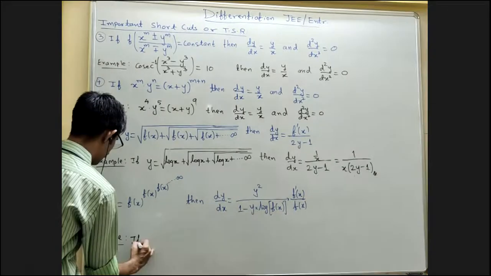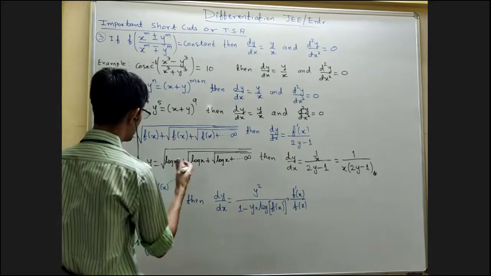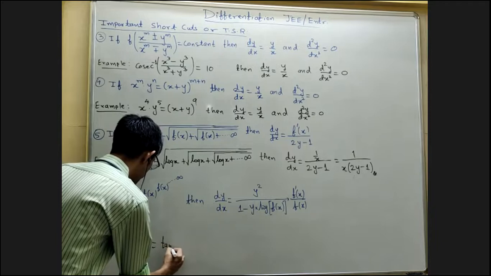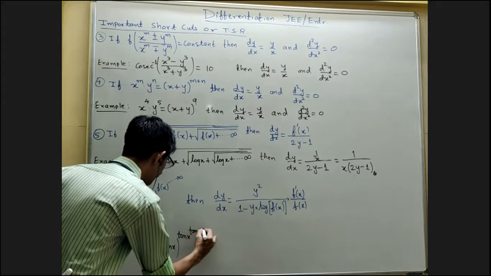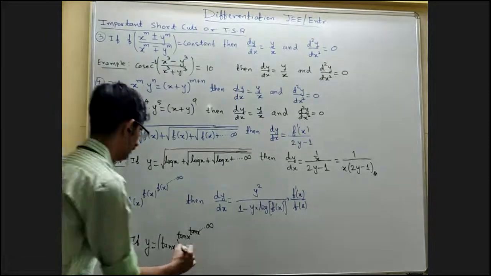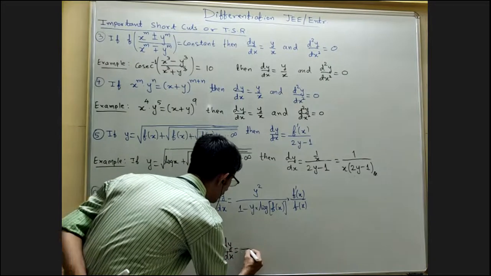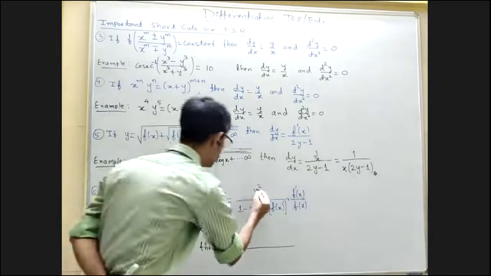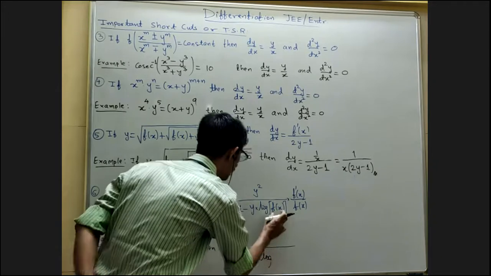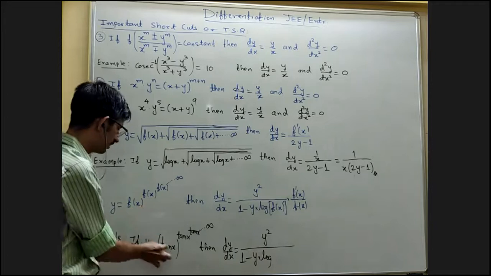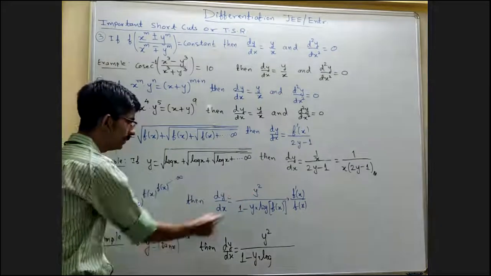So if y is equal to, now let us take any function, take log x, sin x, let's take tan x. Tan x to the power tan x to the power tan x, continuing to infinity. Then students, dy by dx will be equal to what? In the numerator y square will come, in the denominator 1 minus y into log f(x). Now compare, in the problem tan x is in place of f(x), so in this time saving result, wherever f(x) is there, put tan x.